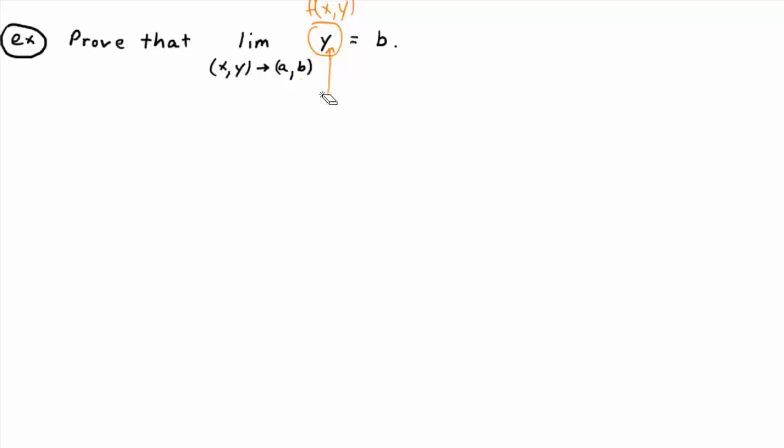So how are we going to do that? Well, we're going to use the epsilon-delta definition. So let's write it down. Anytime you prove something using the epsilon-delta definition, it's not a bad idea to write it down to remind yourself of what it says.